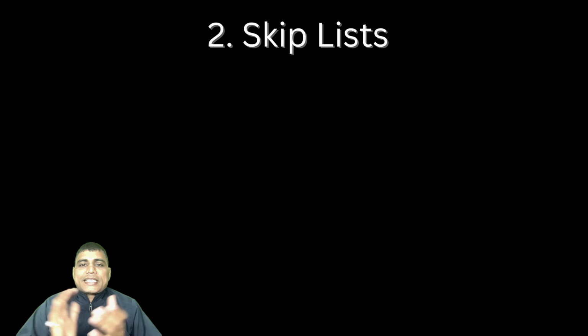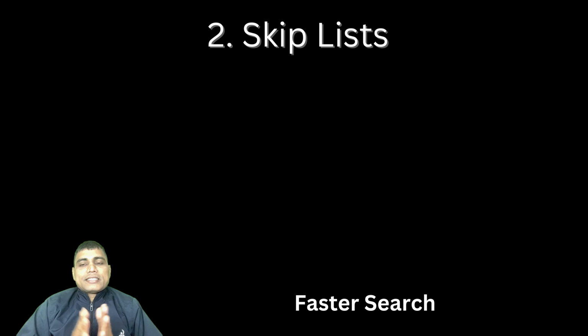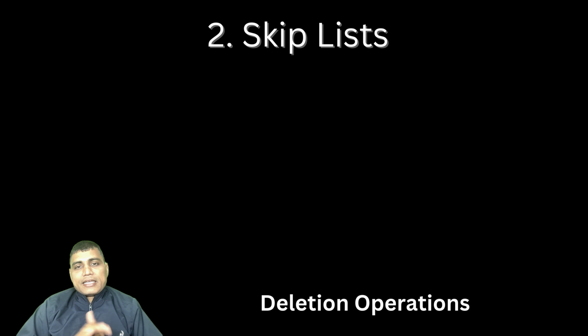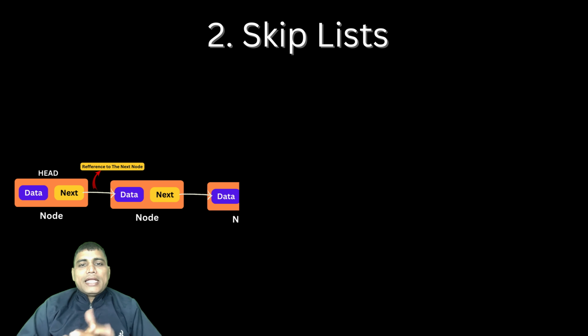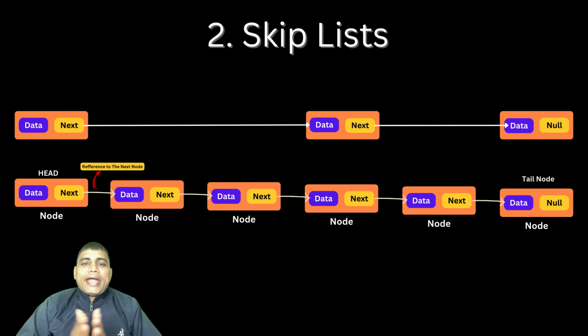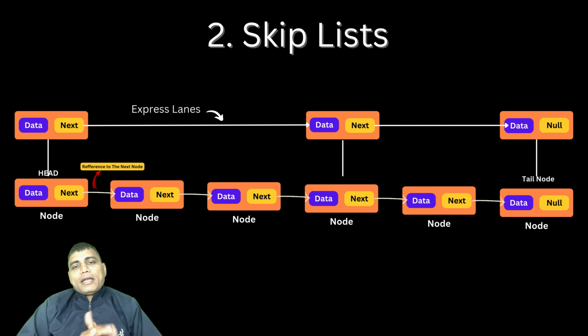Number 2, skip list. Skip lists are probabilistic data structures that enhance the efficiency of the linked list. Skip lists allow faster search, faster insertion, and faster deletion operations. They achieve this by maintaining multiple layers of the linked list, where higher layers act as an express lane to skip over multiple elements, which reduces the search time.